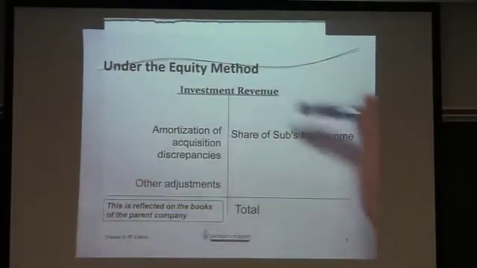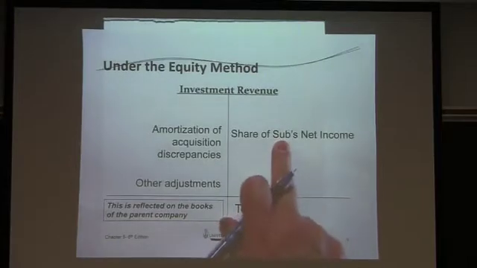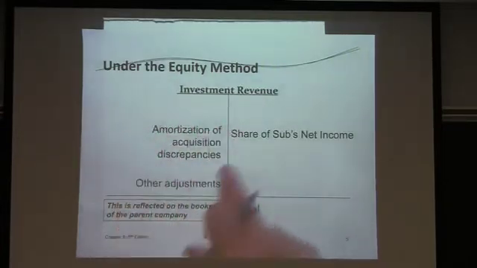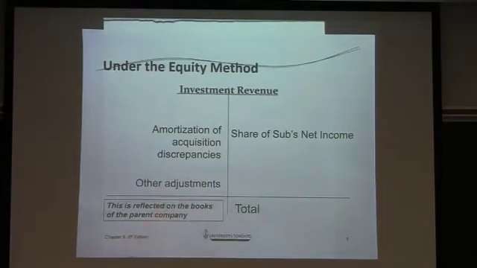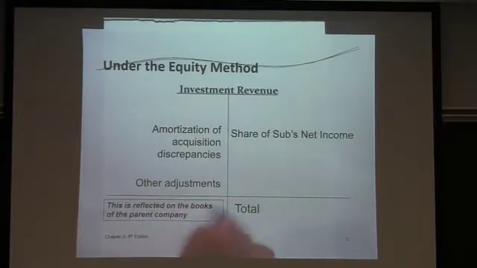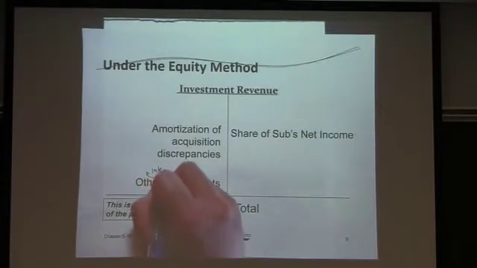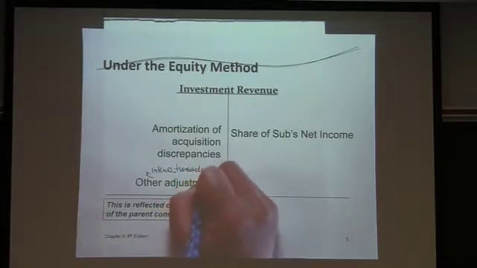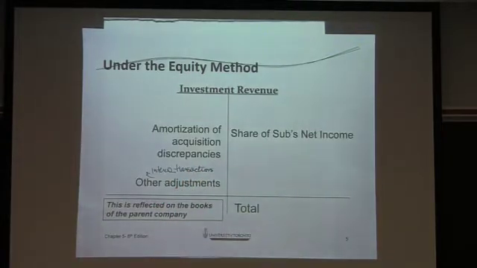Now, remember, under the equity method, we also have the revenue. You could see that we record our share of the sub's net income. We also record any amortization of the acquisition differential. And if you think about it, this is the reverse of the other entry, right? The investment T account. And this other adjustment, again, refers to the intercompany transaction that we haven't dealt with until other chapters, okay?